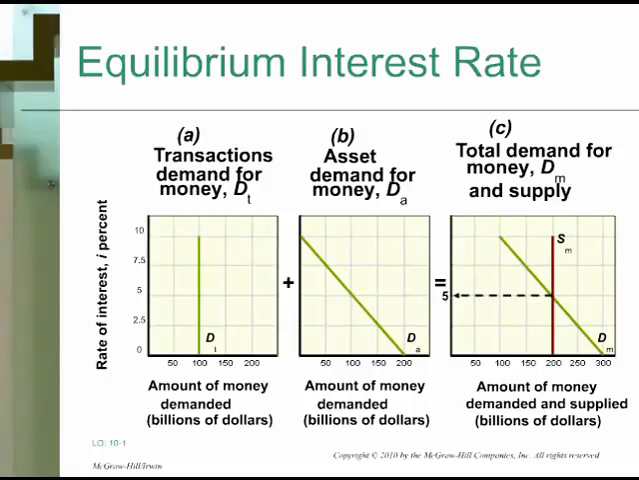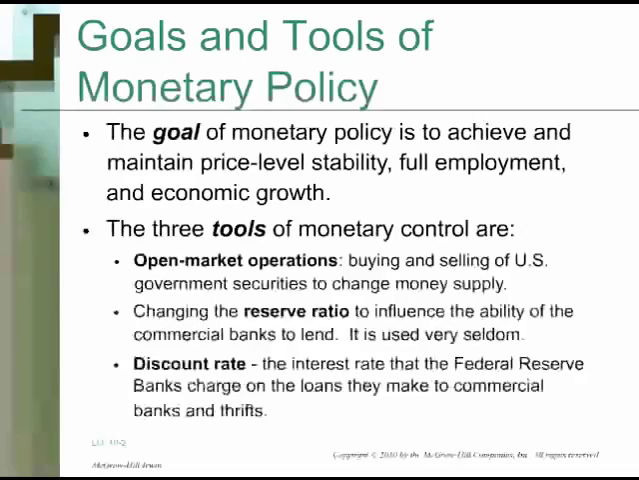Combining the money supply SM with the total money demand DM portrays the money market and determines the equilibrium interest rate, IE. In this example, the equilibrium interest rate is 5%. The goal of monetary policy is to achieve and maintain price-level stability, full employment, and economic growth.